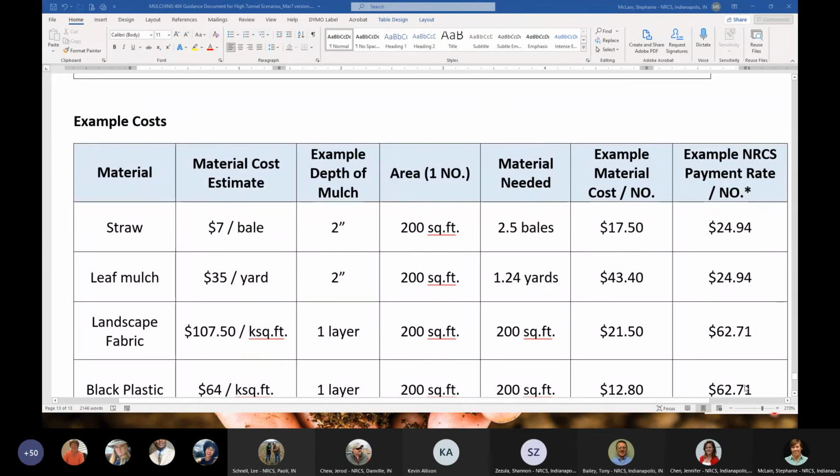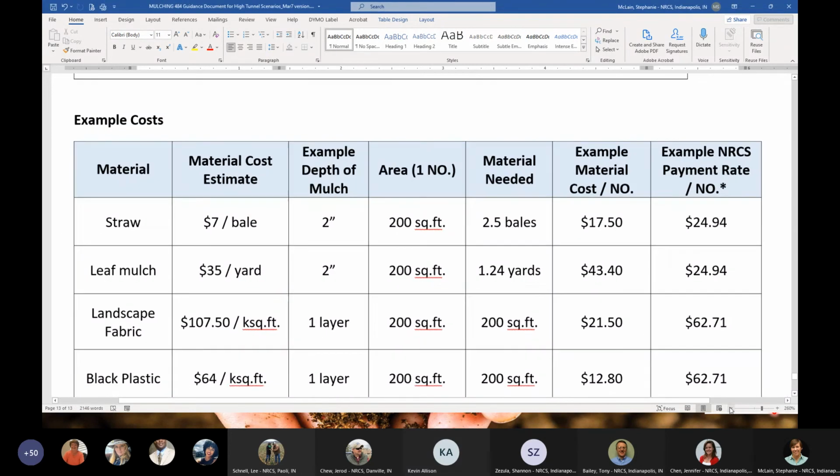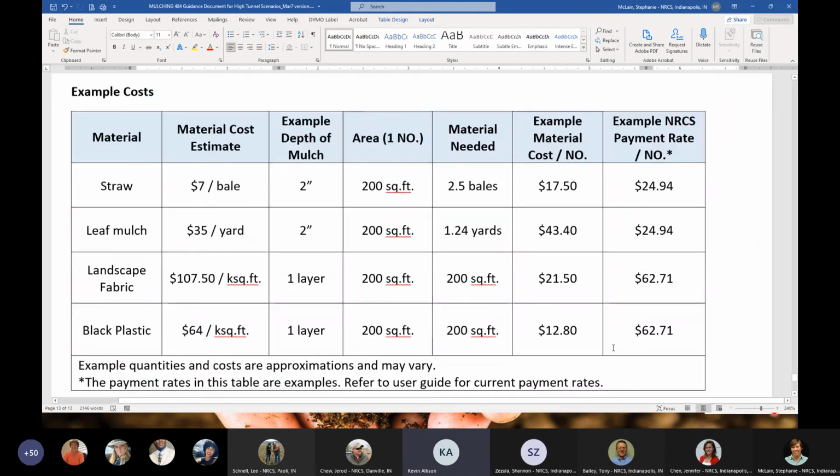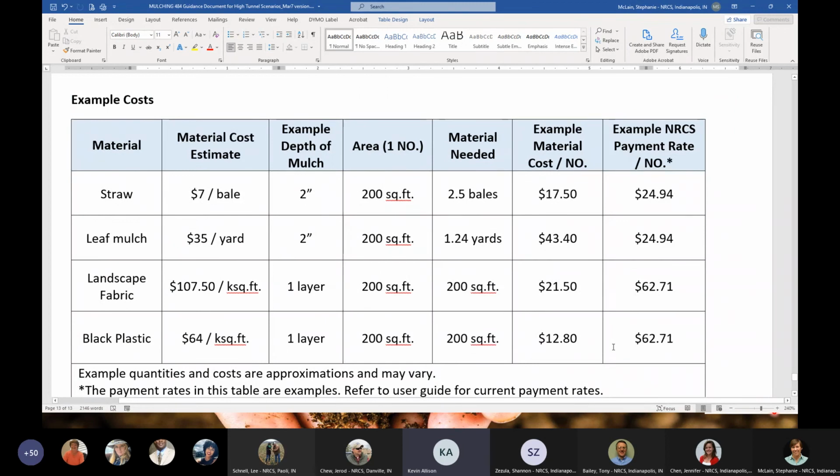All right, I'm going to zoom out here just a little bit so we can get the rest of this table in here a little bit better. All right, cool. I guess this was a cost table that helps the planner and grower think through how much something like this might actually cost on the ground, and then compare that to the INNRCS payment rate per number. And the asterisk is there just to remember to always refer back to the user guide for the most current payment rate per number, as this is a guidance document, and make sure the numbers you're using are up to date.